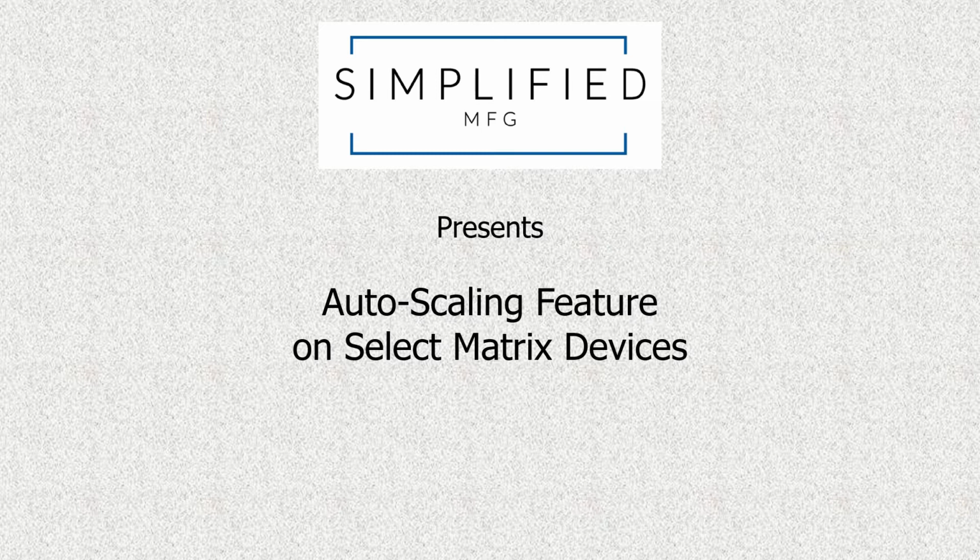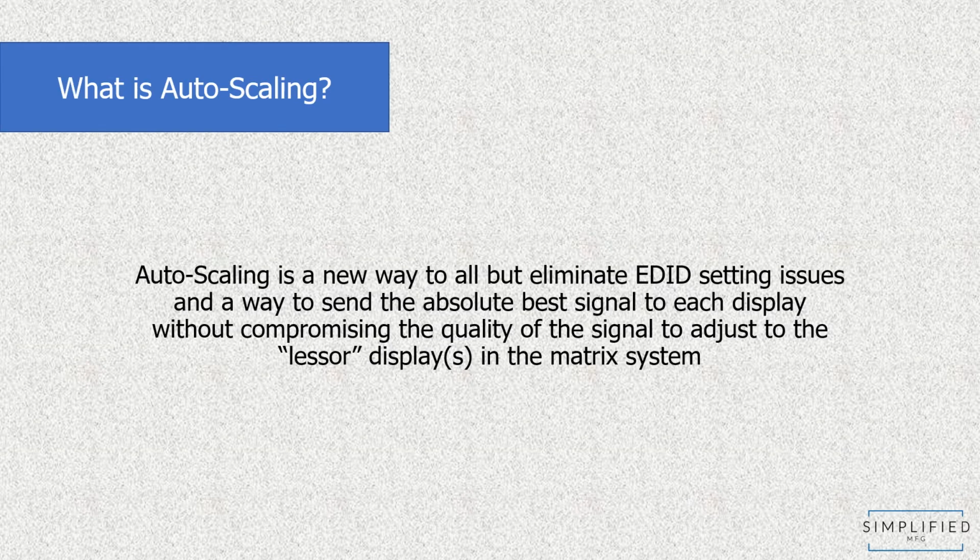This is a short video tutorial on how to use the auto scaling feature on many of our Matrix devices. First of all, what is auto scaling? Auto scaling is a new way to all but eliminate EDID setting issues. It's a way to get the absolute best signal to each display without compromising the quality of the signal.